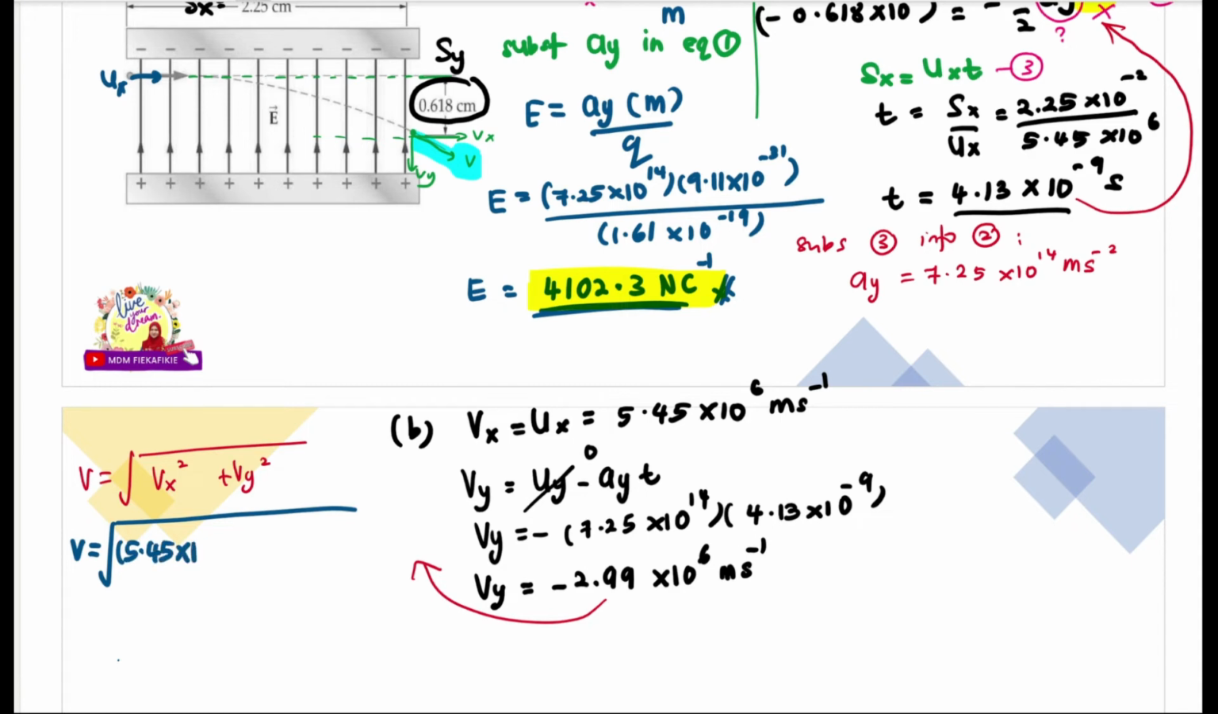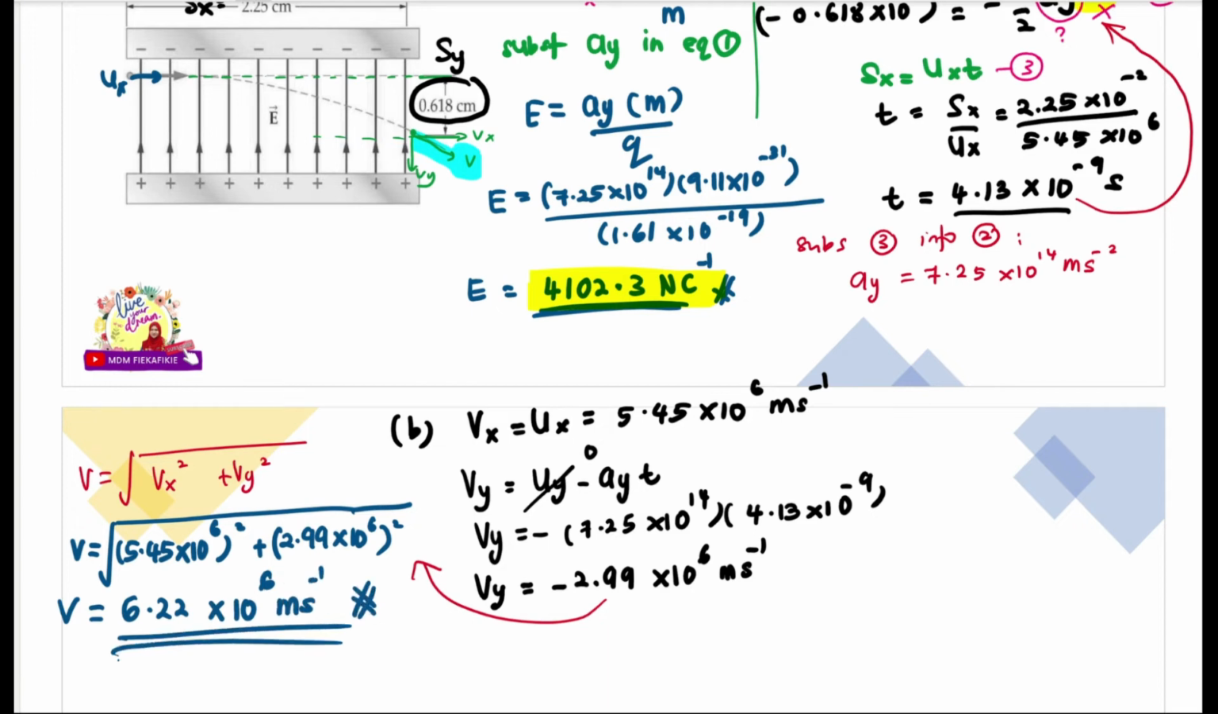Vx tadi berapa? 5.45 exponent 6 squared plus Vy 2.99 exponent 6. Okay, negatif pun boleh lah. You nak masukkan negatif, dia tetap akan dapat positif lah. So, V akan dapat 6.22 times 10 power of 6 meter per second.